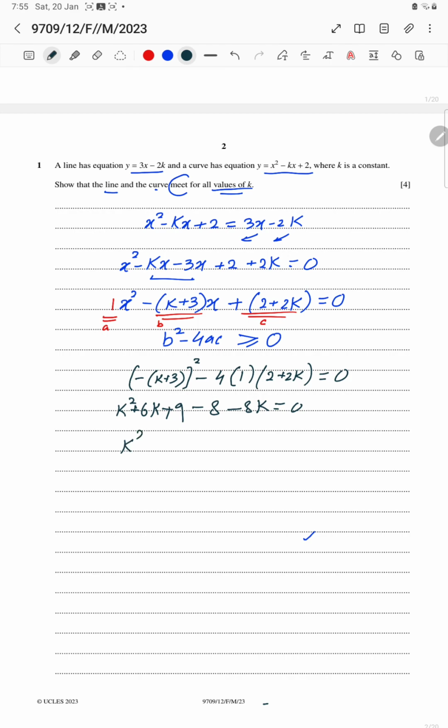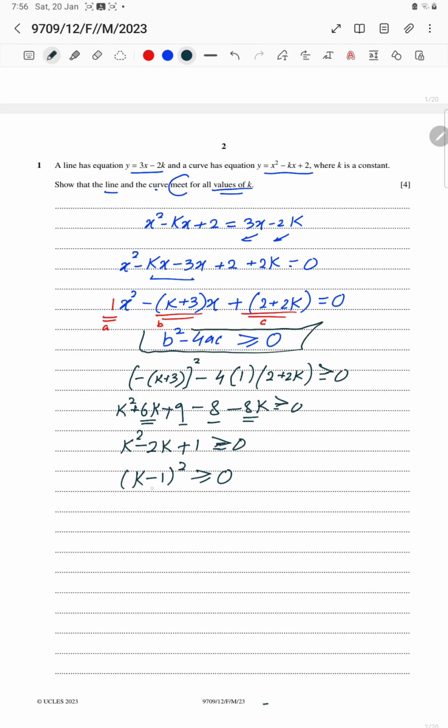Now arrange it, k square, 6k minus 8k becomes minus 2k, plus 9 and minus 8 becomes plus 1 equal to 0. And here if you use the middle term break rule or completing the square, we will get k minus 1 whole square. So it's a condition for greater than or equal to 0, so let it be, because it is true for all values of k. We have to show this. This states that it is true for all values of k.